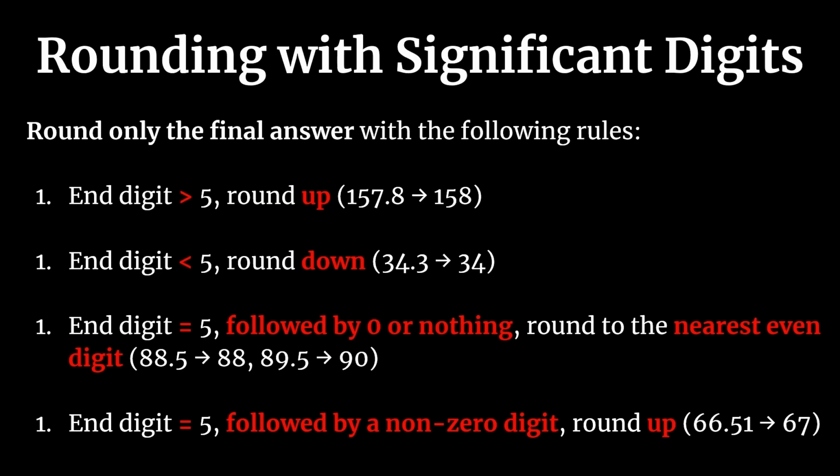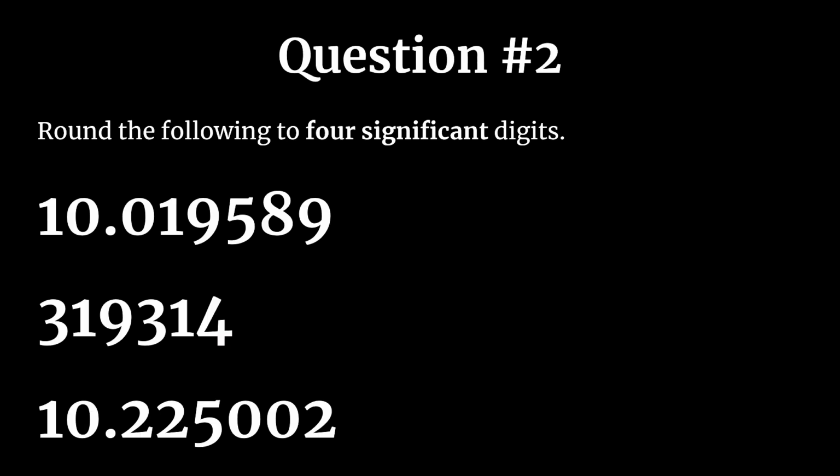And even if you had, for example, 66.5000, however many zeros you want to add, and there's a 1 at the end, this would still be rounded up to 67. Okay, now let's round the following to 4 significant digits.